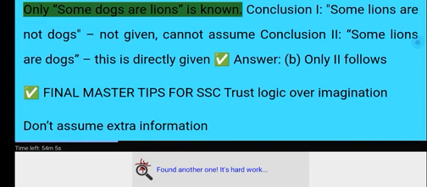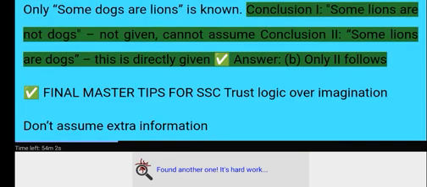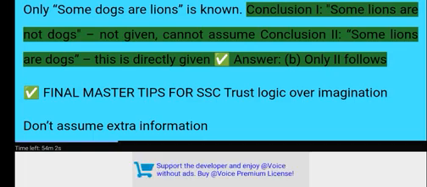Solution. Only 'some dogs are lions' is known. Conclusion 1, some lions are not dogs, is not given, and we cannot assume it. Conclusion 2, some lions are dogs, is directly given. Checkmark answer: B, only 2 follows.